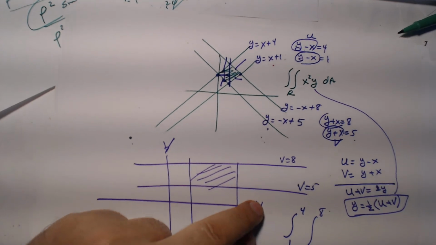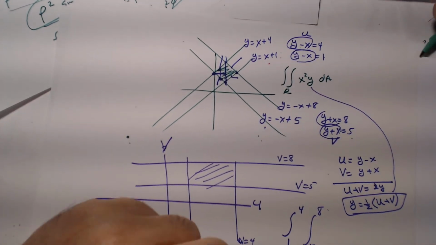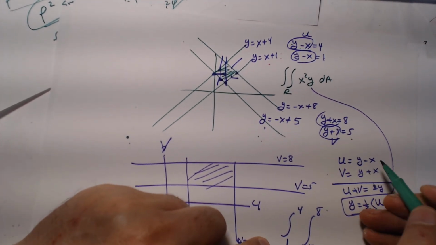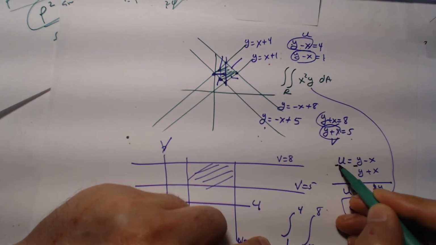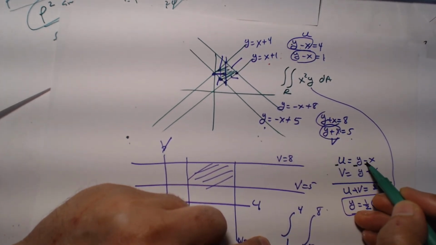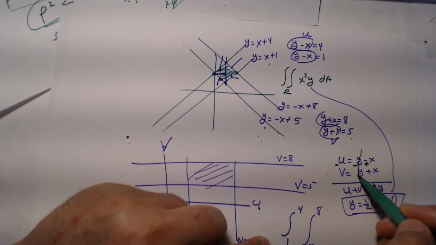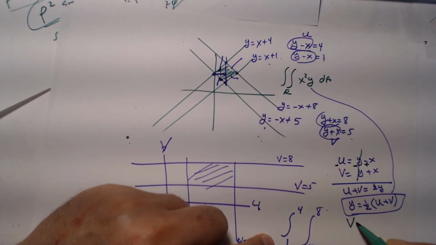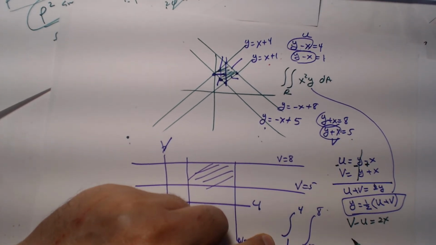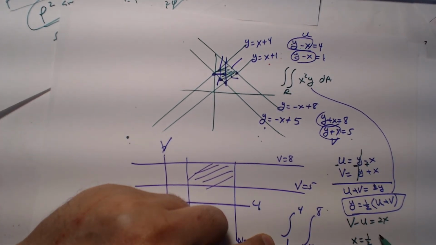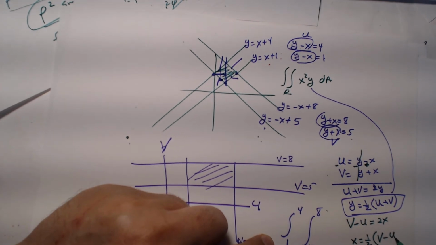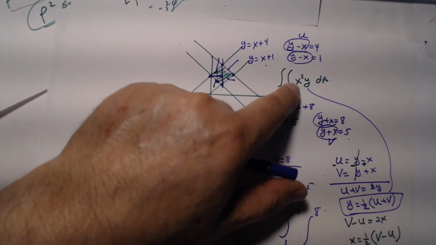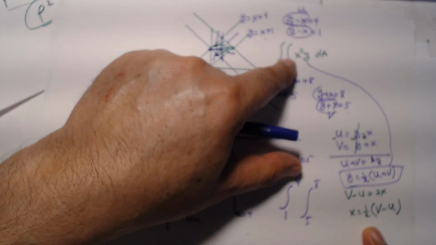But somebody said, what are you going to do for your x? I'm going to go right here and multiply all this by negative. Negative times negative is a positive, and I kill the y. And I'm going to say v minus u is equal to 2x, and my x is 1/2 (v minus u).